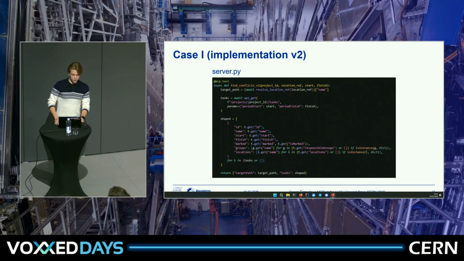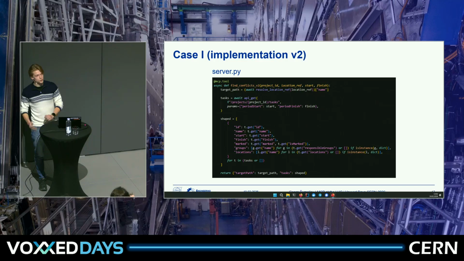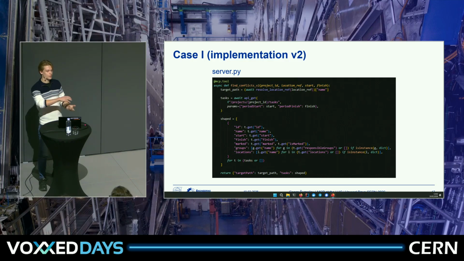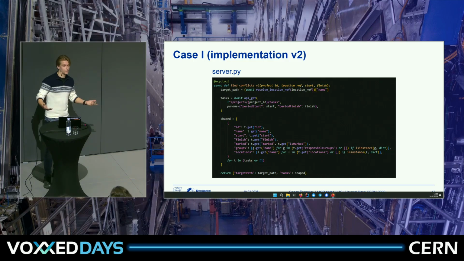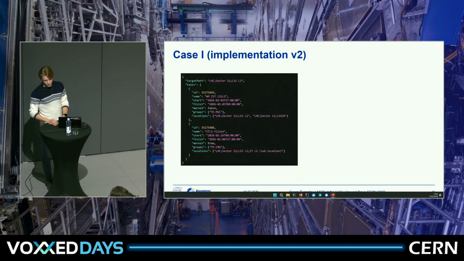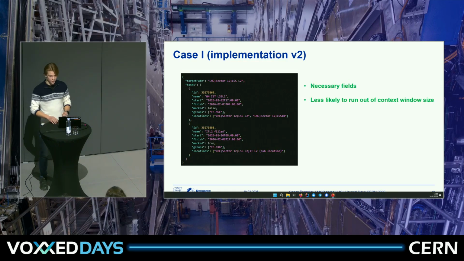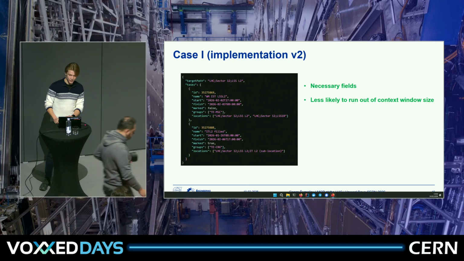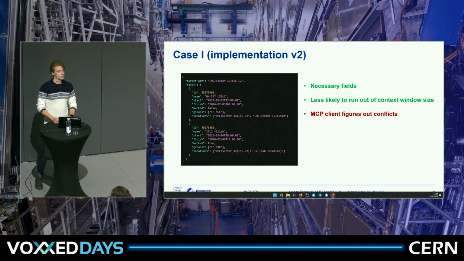Now, we can do something a bit better. So, for example, we can shape the data. By removing fields which are not necessary, we can shrink the amount of data being sent to the MCP client and therefore get a better output. So the output of that would look something like this. As you can see, it's much more lean now. So there's less data getting passed onto the MCP clients, and now we have only necessary fields, and we're less likely to run out of context window size, which is great. But there is still one problem.